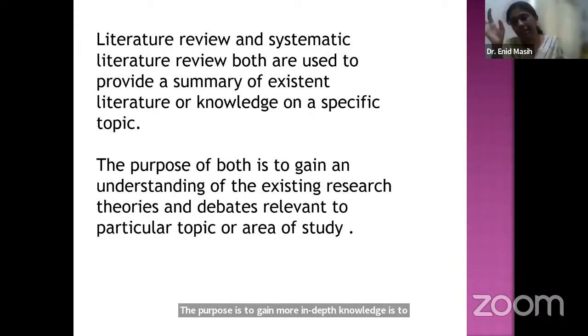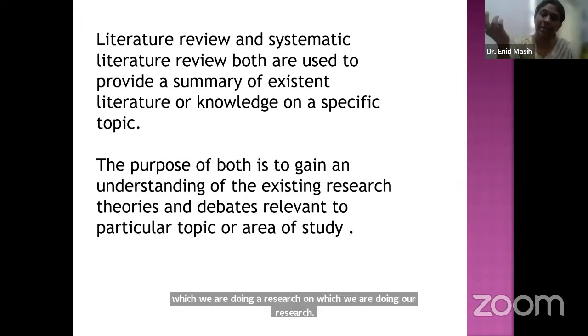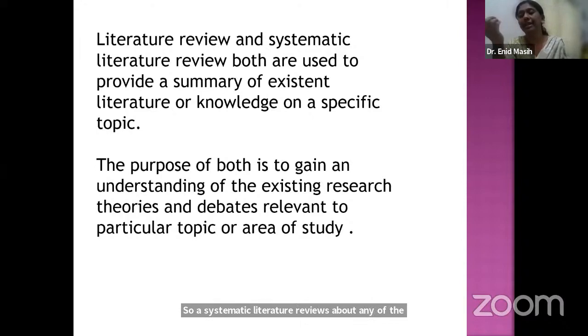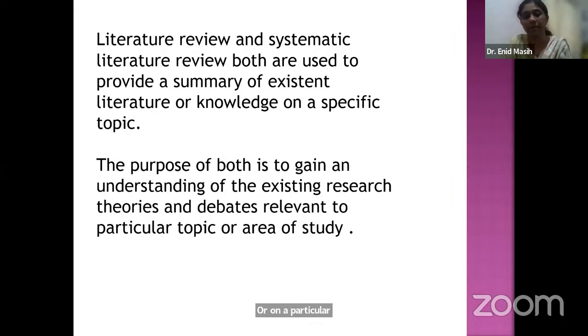So a systematic literature review as well as a traditional literature review definitely is going to help us in adding knowledge. So it will help us to gain something on a particular topic on which we want to do a research. Come to the next slide.